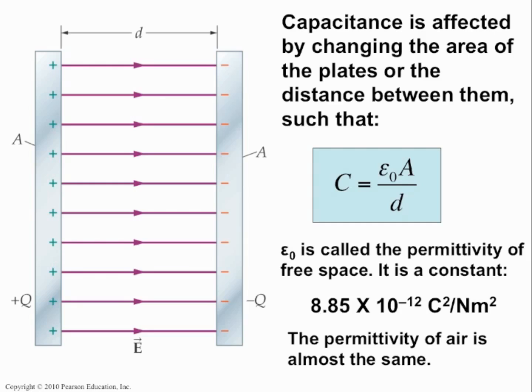Now, the permittivity of air is almost the same. And so if you ever get to a problem where they're talking about a vacuum between these plates or air between the plates, you're going to use the same constant of 8.85 times 10 to the negative 12.